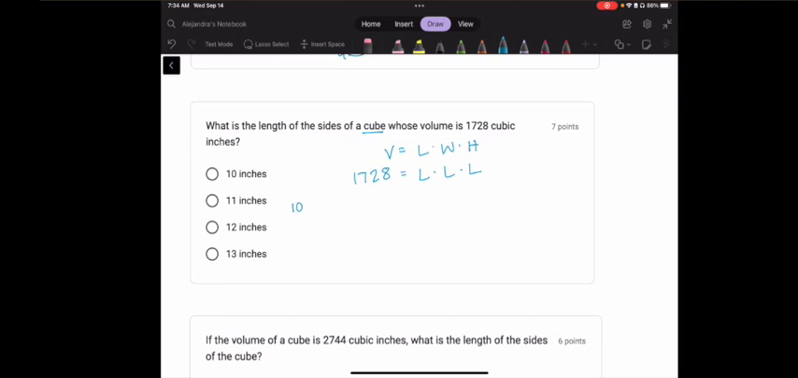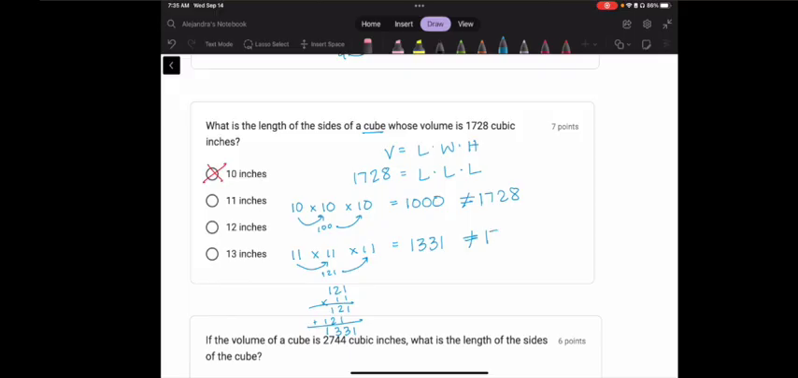So let's check 10. So 10 times 10 times 10. 10 times 10 is 100, times another 10 is going to give you 1,000, which unfortunately does not equal 1,728, so it's not going to be 10. Next, let's try 11. 11 times 11 times 11. 11 times 11 is 121. 121 times 11, let's do it really quickly just to know. So that'll be 1, 2, 1, 1, 2, 1. So that'll be 1, 3, 3, 1. So that'll be 1,331, which once again is not equal to 1,728, so it will not be 11.